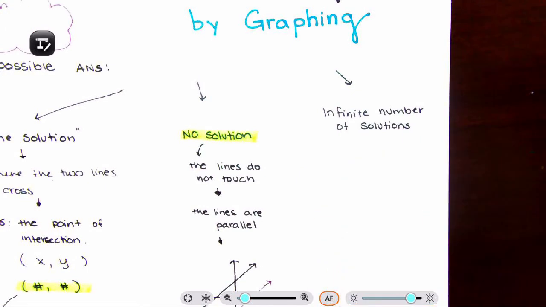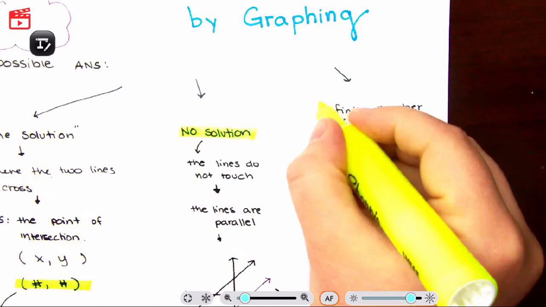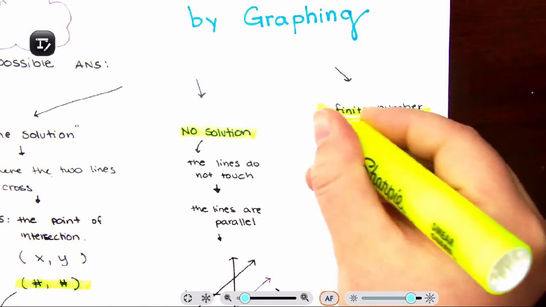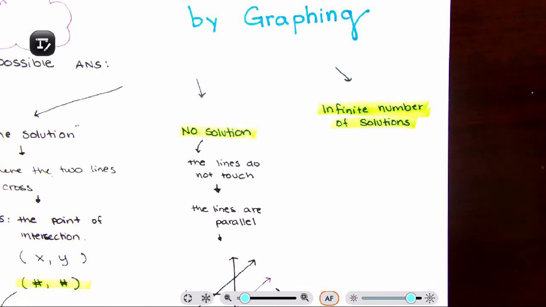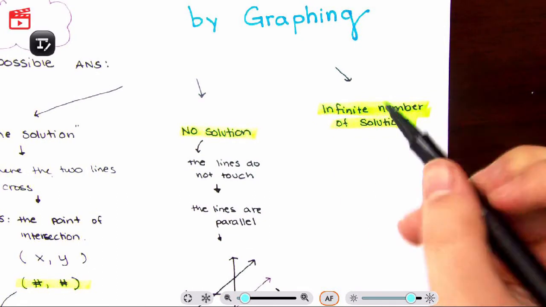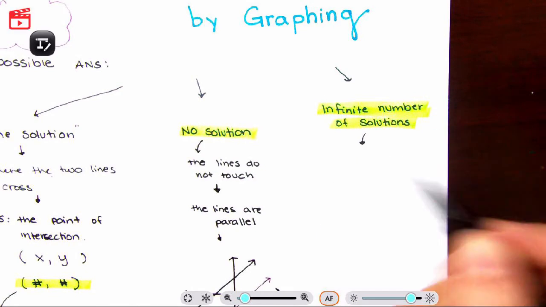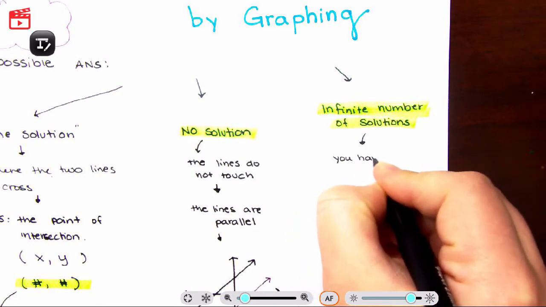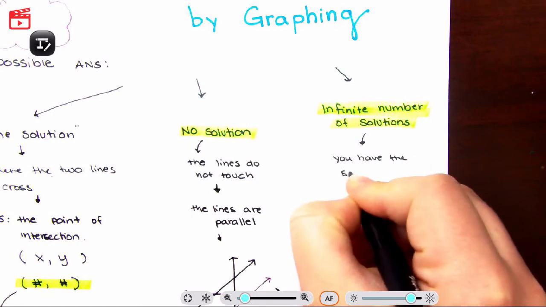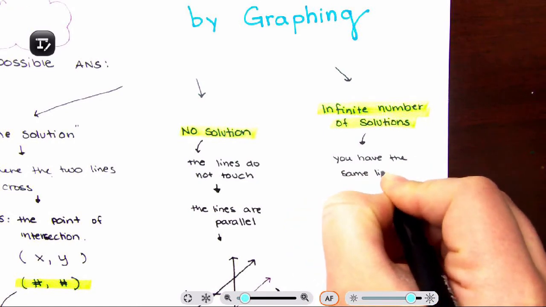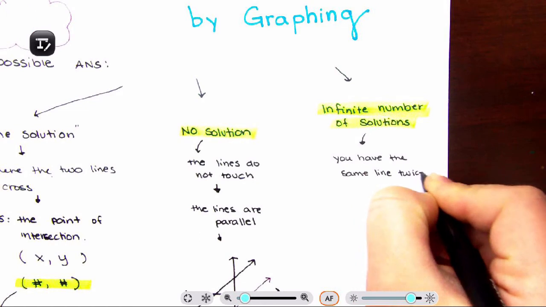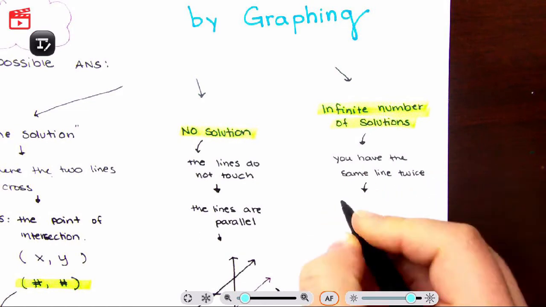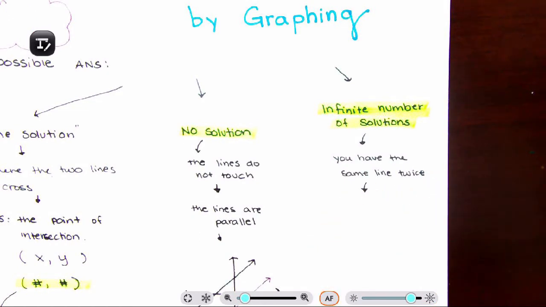Now, when you have an infinite number of solutions as your answer, that is the answer. You would copy and paste this as your solution. Now, what does that mean? That means when you have an infinite number of solutions, you have the same line twice.